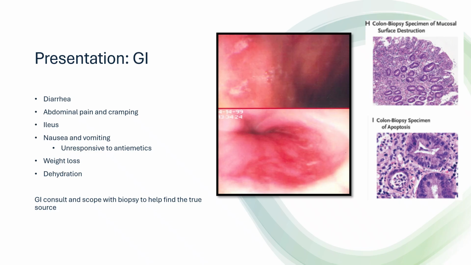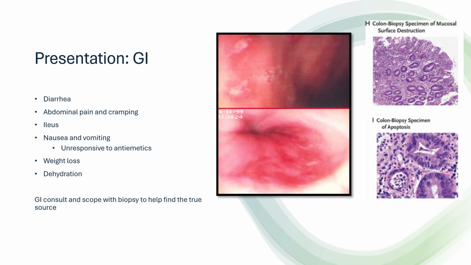If it comes to graft versus host with the GI presentation, they're usually presenting with diarrhea. They could have some abdominal pain and cramping. Some of them have an ileus or a presentation like an ileus. They do have nausea and vomiting, which is usually unresponsive to antiemetics. Weight loss and dehydration are just consequences of that nausea and vomiting and being unable to keep things down. So it is important that we get a comprehensive assessment with a detailed history.